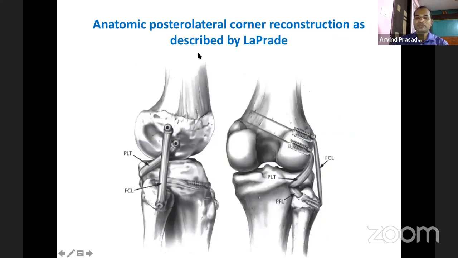Then the more anatomical reconstruction technique comes, described by the LaPrade method, in which there are two tunnels on the femur, one for the lateral collateral ligament, another for the popliteus. Then a tunnel in the fibula also, and this is the popliteofibular ligament. This is the popliteus, which goes from the femur to the tibia independently.